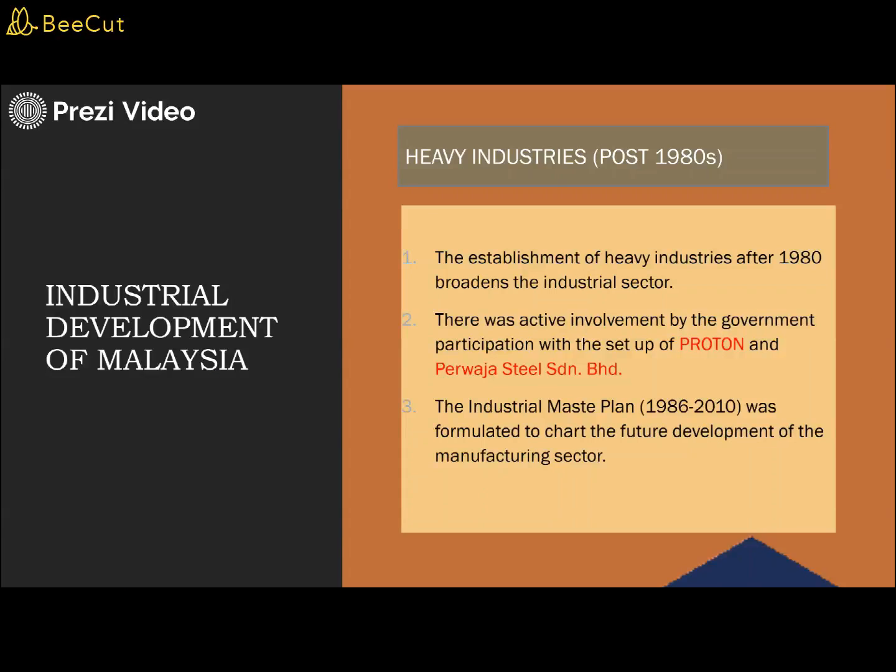Okay, the third strategy is the heavy industries, pushed in the 1980s. The industrialization strategies adopted in the 1960s and 1970s managed to modernize the Malaysian economy, and in that way spurred the industrial-scale production of many consumer and trade goods. However, such resource-intensive industries, for example automotive, steel and iron, and also petrol refinery and petrochemical production, were largely dependent on imports. The establishment of these heavy industries after the 1980s broadened the industrial sector.